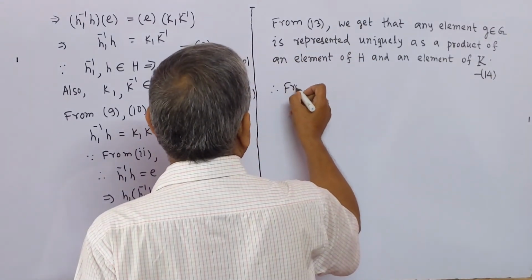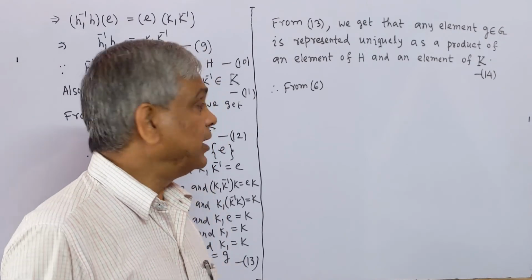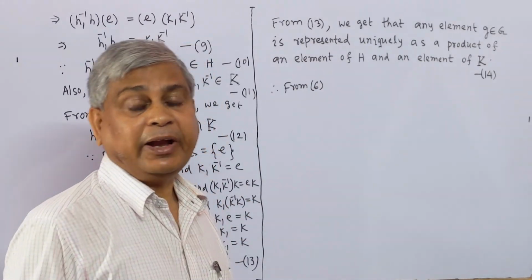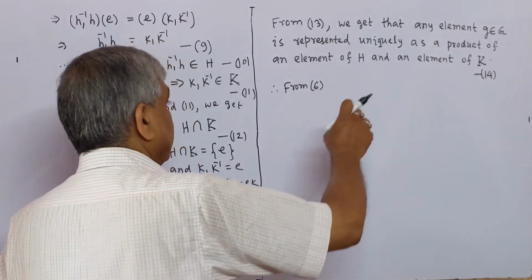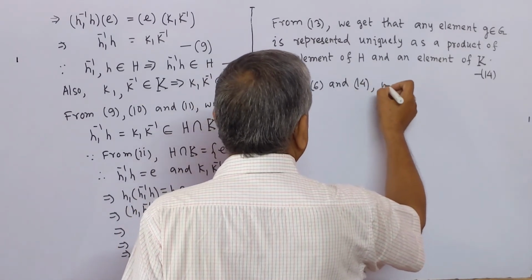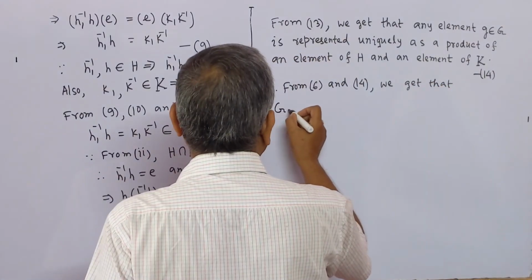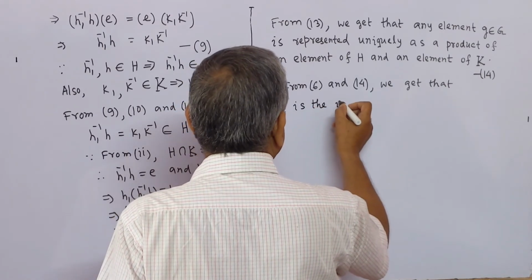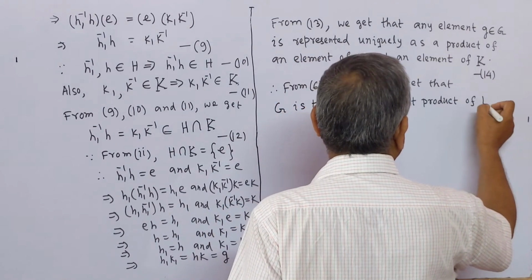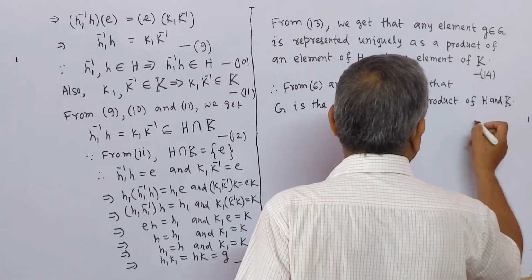Therefore, from 6 we have seen that each element of subgroup H commutes with each element of subgroup K. Therefore from 6 and 14 we get that G is the internal direct product of subgroups H and K. Proved.